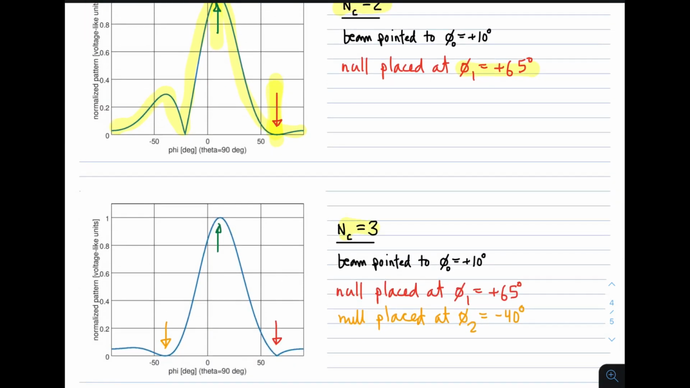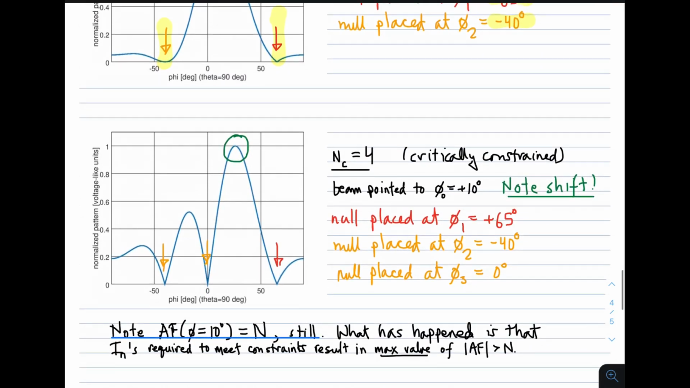We can increase the number of constraints by 1. This will still be under-constrained because we have 4 elements and only 3 constraints. Those 3 constraints are the same beam pointing direction, yet again a null at plus 65 degrees, but now another null at minus 40 degrees. And sure enough, we get the beam pointing at plus 10, we get the first null at plus 65, and we get the second null at minus 40 degrees. So the theory seems to be working.